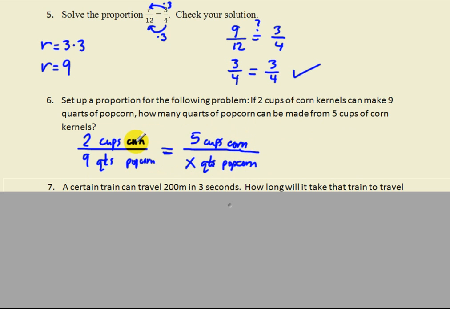Okay, so cups of corn to quarts of popcorn, cups of corn to quarts of popcorn. So we have our setup. We're not asked to solve it in this case, so we're done.